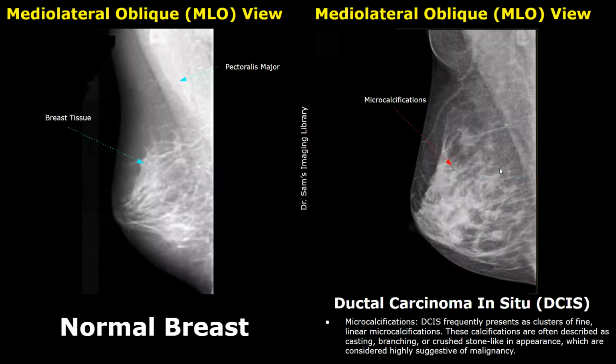In this image, in mediolateral oblique view, we can see these microcalcifications aligning with the breast ducts. These clusters of microcalcifications, or these linear collection of microcalcifications, are considered malignant and are usually seen in ductal carcinoma in situ.